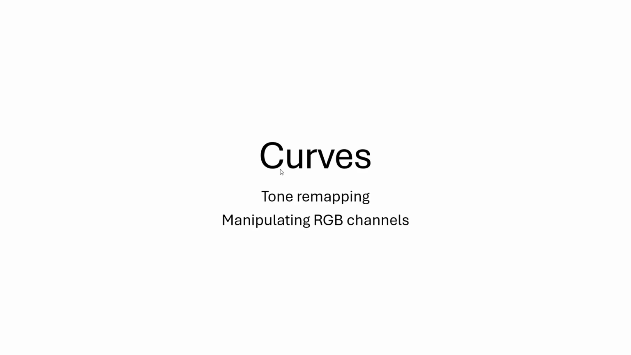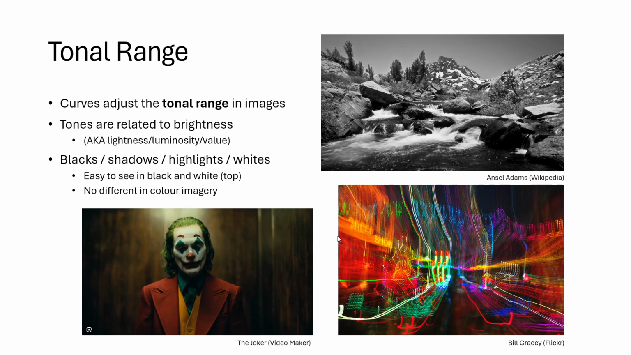So we're going to look at curves, and we're going to look at how they're used for tone remapping and how we can use curves to manipulate RGB channels. So when we're talking about curves and adjusting the RGB channels, we're talking specifically about changing or adjusting the tonal range of the image.